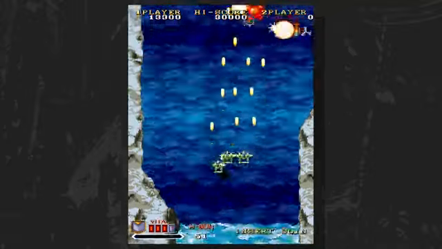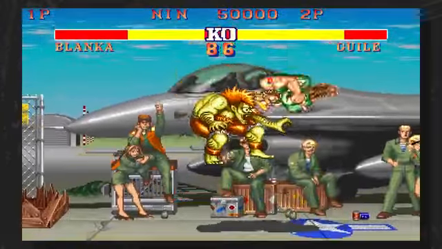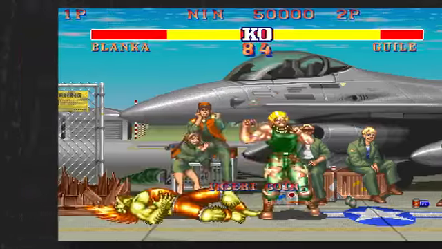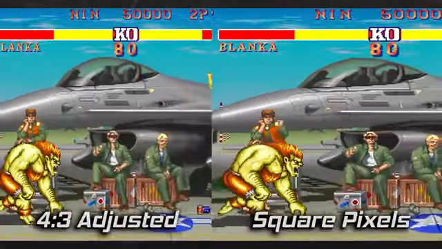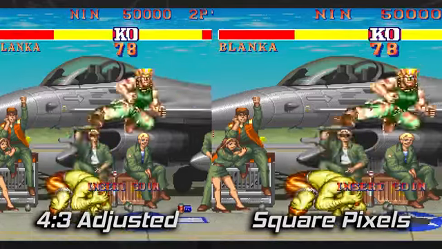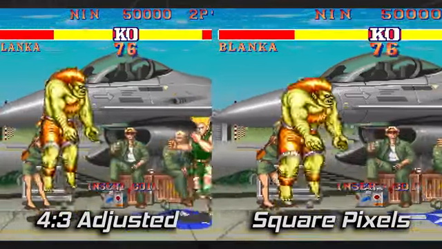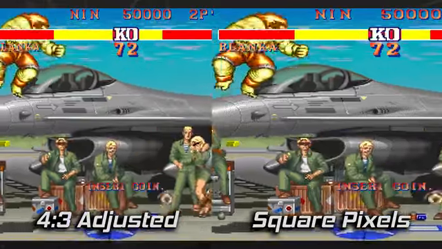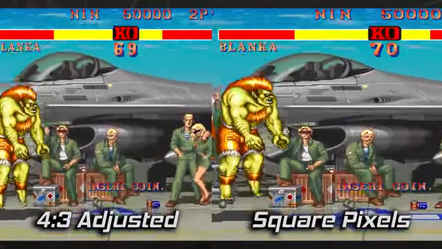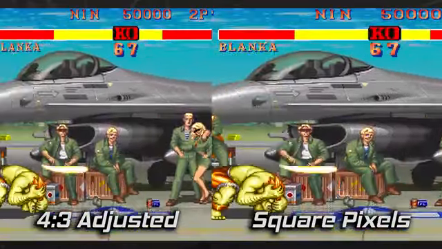As for aspect ratio, the most notable and in my opinion glaring difference between the adjusted 4:3 aspect ratio and a square pixel rendition is the proportions of the people. Regardless of if you are viewing playable characters or people in the background, the would-be 12:7 aspect ratio image produces people that look rather squat. They appear wider and shorter than normal.